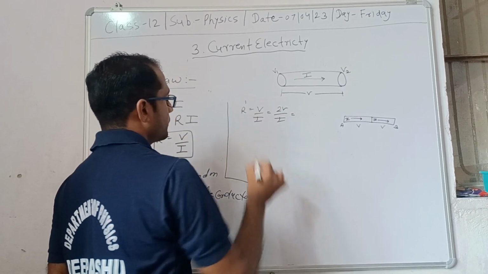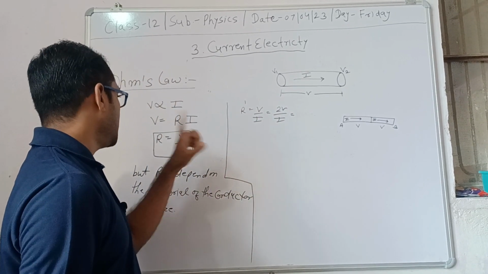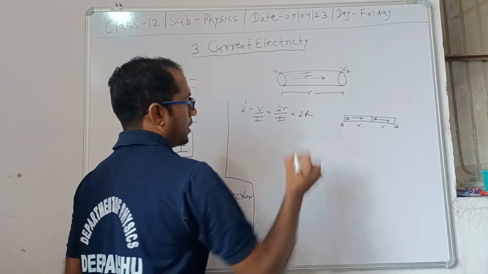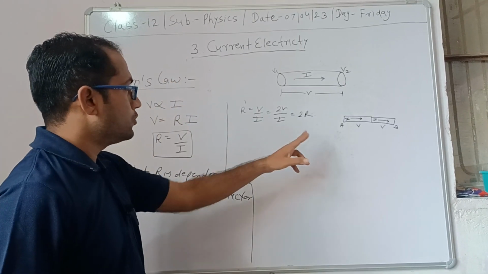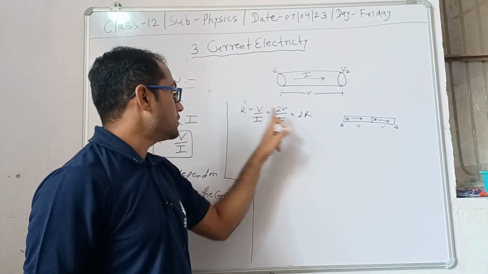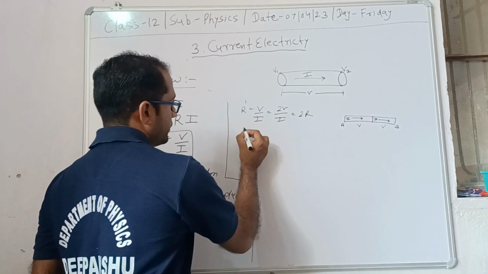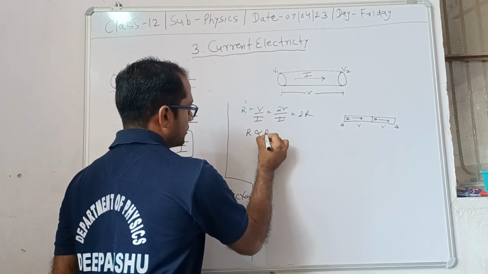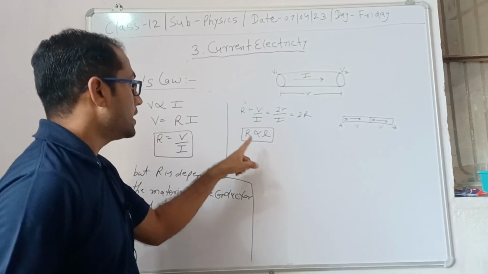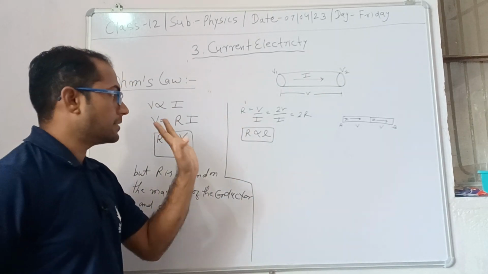So if this is R dash and we compare it to this R, we get R dash equals 2R. Basically, if you increase the length of the conductor, then the resistance also increases. So we are saying that R is proportional to L. This is the dependency of resistance on the length of a conductor.